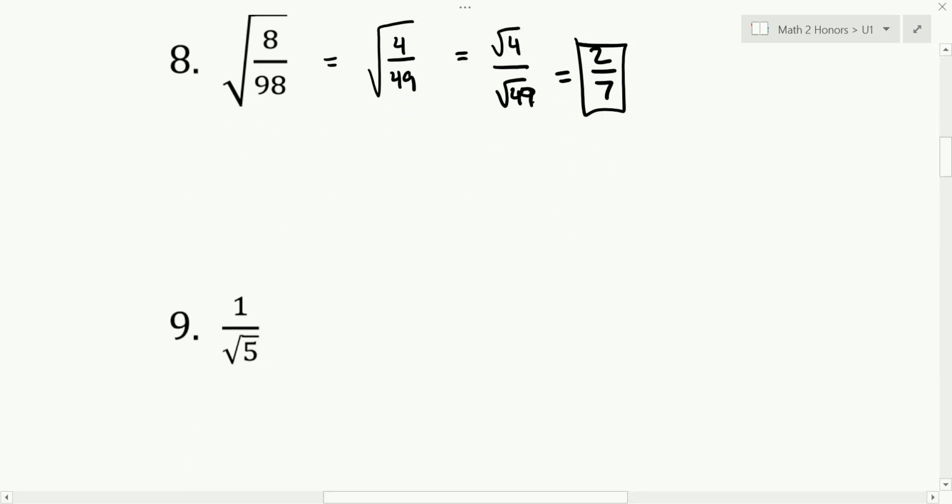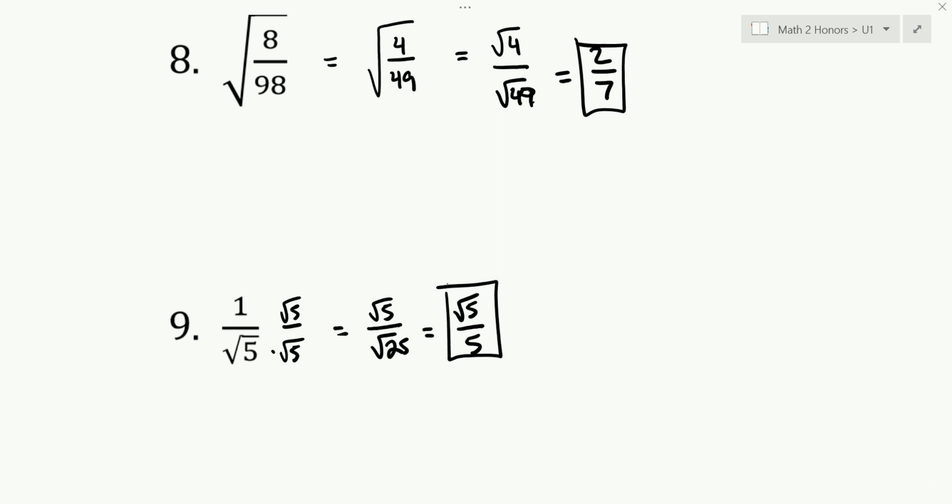All right, 1 over square root of 5. We've done stuff like this. What do we multiply by? Square root of 5 over square root of 5. So Maddie, can I take the square root of 5? Can I take the square root of 25? All right. So we get square root of 5 over 5. And we're good because there's no more reducing. No square root in the denominator. And I can't simplify this anymore.